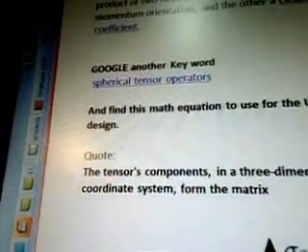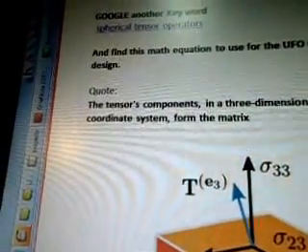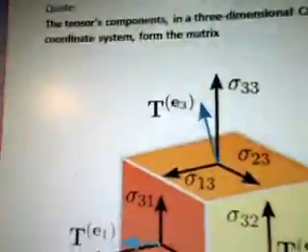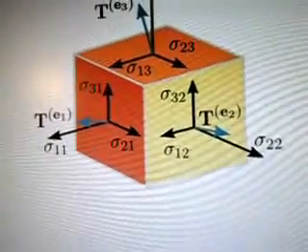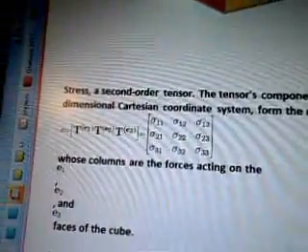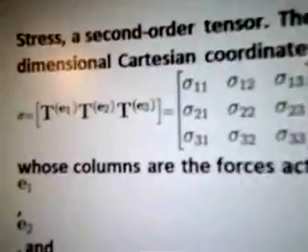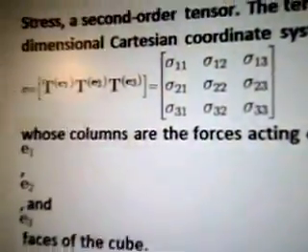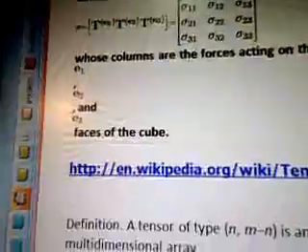Quote, the tensor's components in a 3-dimensional Cartesian coordinate system form the matrix. And this is what it looks like. So the second order tensor, the tensor's components in a 3-dimensional Cartesian coordinate system form the matrix of this, whose columns are the forces acting on E1, E2, and E3 faces of the cube.